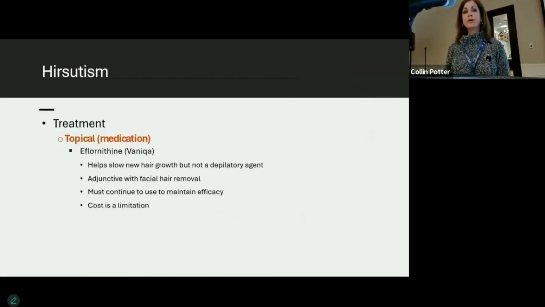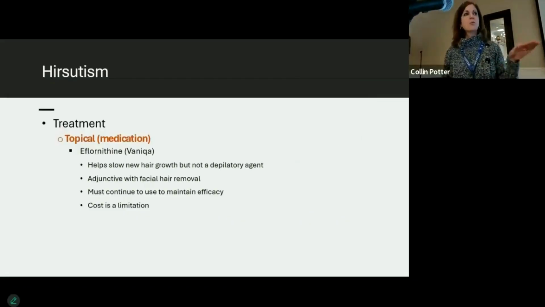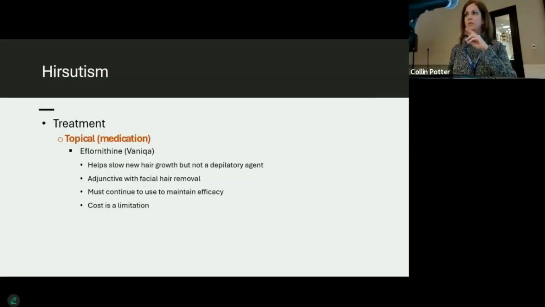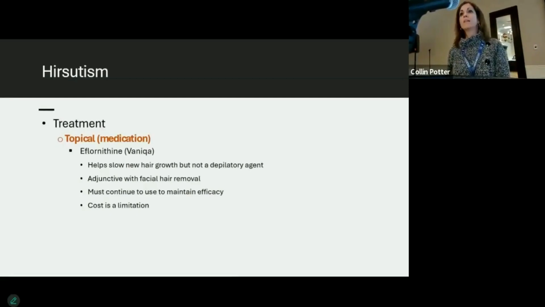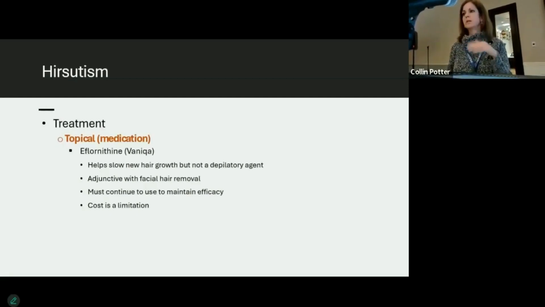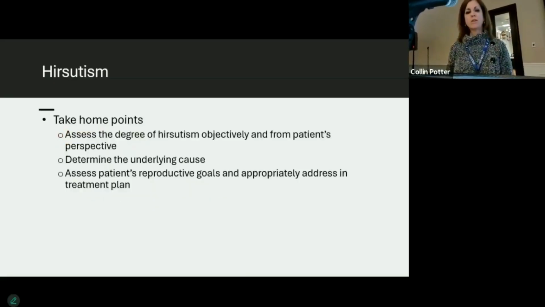On the topical side, if you've heard of this one before, eflornithine does help slow new hair growth. It's not a depilatory. So even though it's a cream, patients should not be confused between different types of creams that are out there. It's an adjunct for hair removal. It's costly, and patients have to continue to use it, so it's a maintenance therapy with cost associated with it.